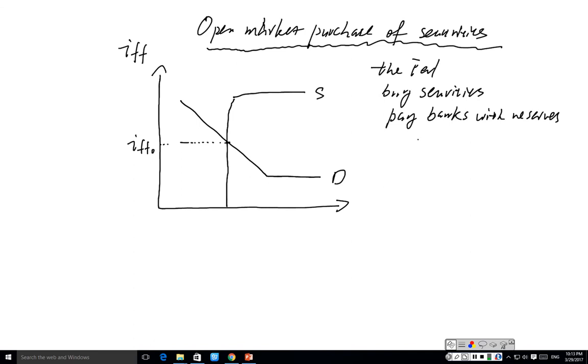Because they pay the bank with the reserve, they actually add more reserve into the system. Or we can say they increase the supply of the reserve. So the supply curve will shift to the right.